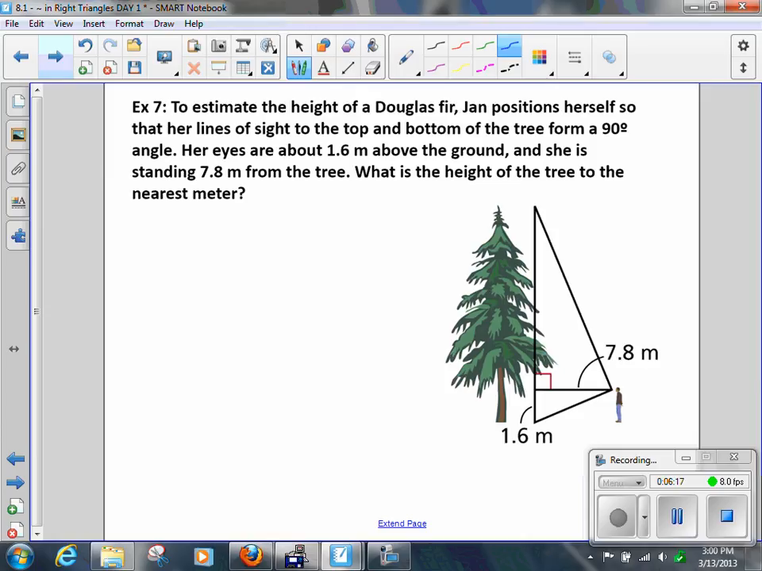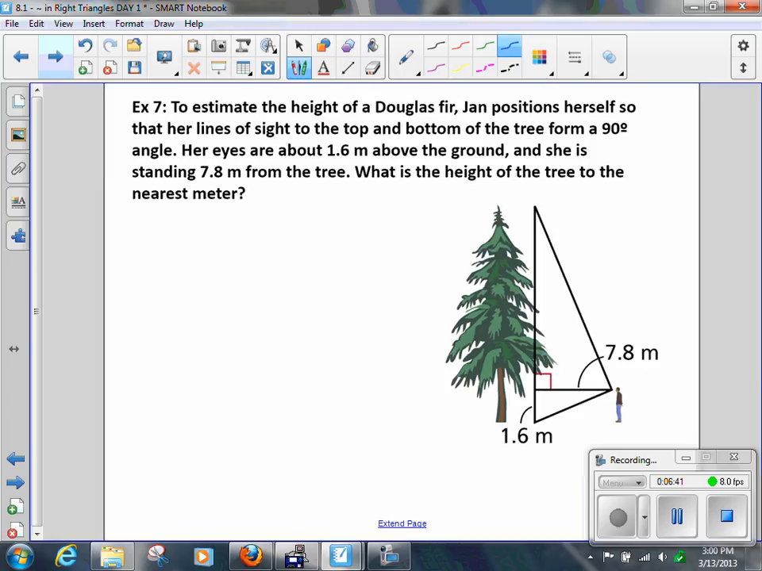To estimate the height of a Douglas fir, Jan positions herself so that her lines of sight to the top and bottom of the tree form a 90-degree angle. Her eyes are about 1.6 meters above the ground, and she is standing 7.8 meters from the tree. What is the height of the tree to the nearest meter?